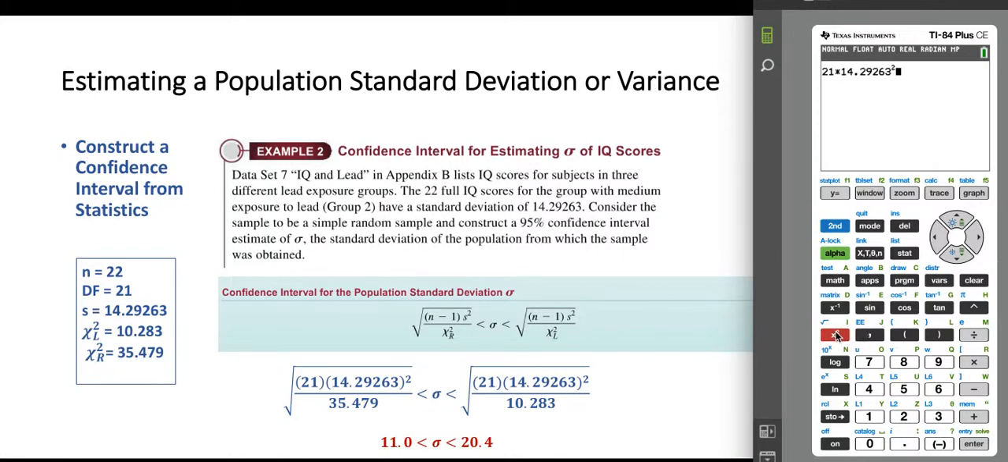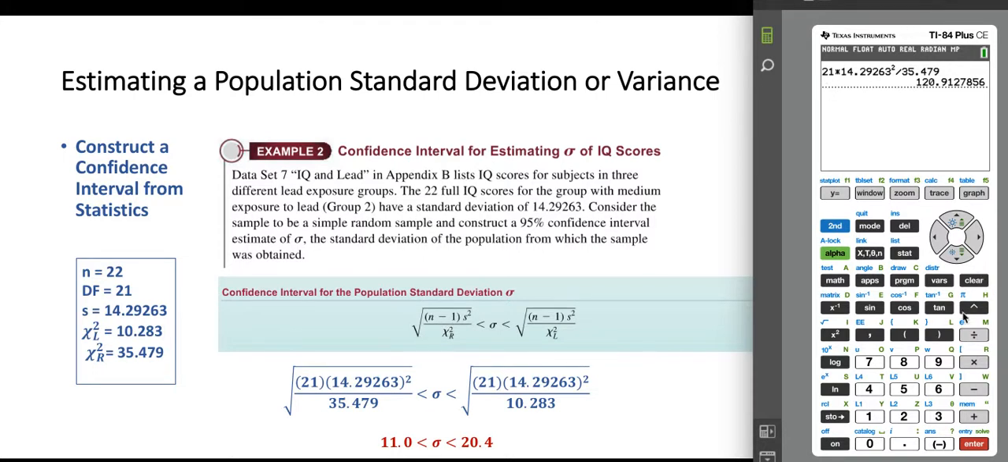I'm going to square that value, and I'm going to divide that by the critical value on the right, which was 35.479. And I'm going to press enter. Now, remember, that's the answer that I would get for the variance. I don't want this number. I want the square root of that.